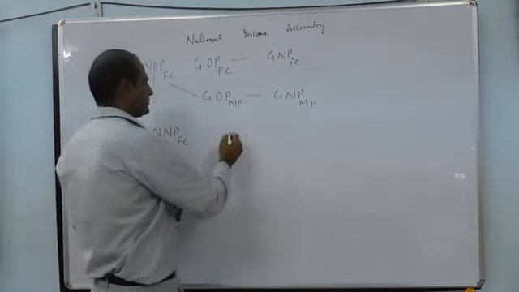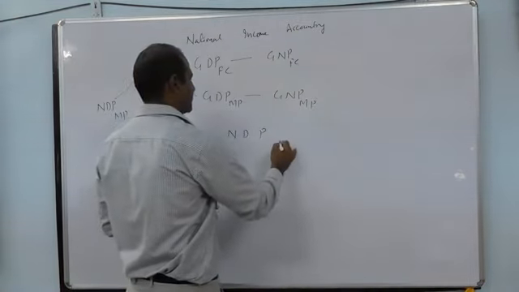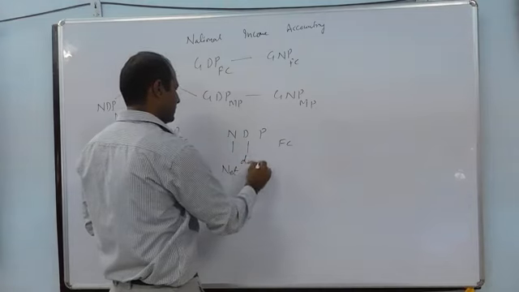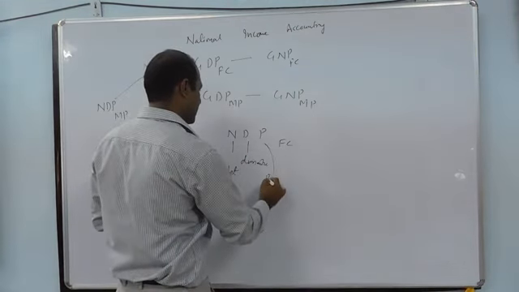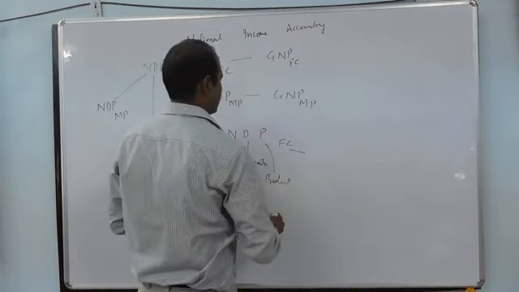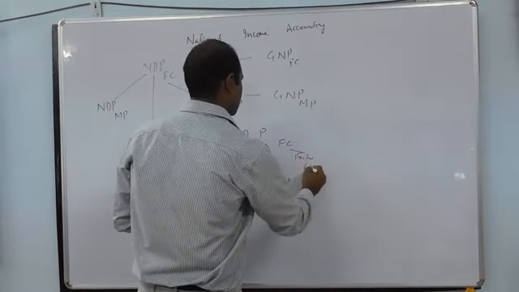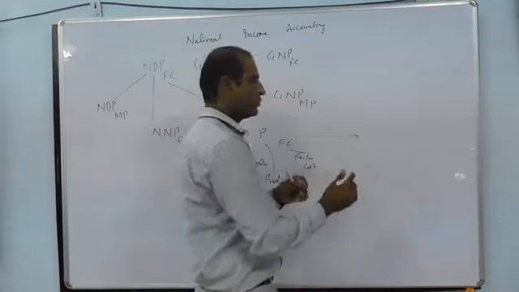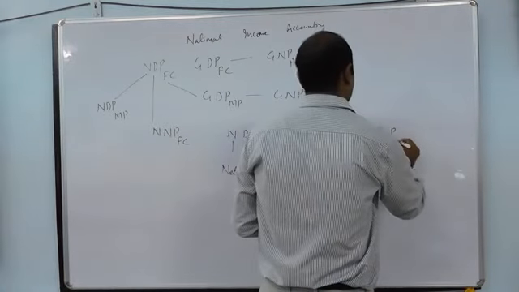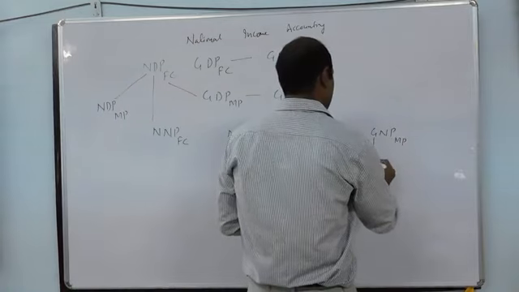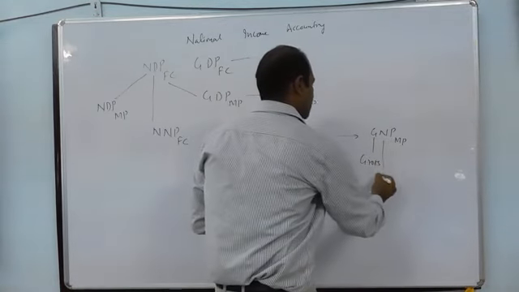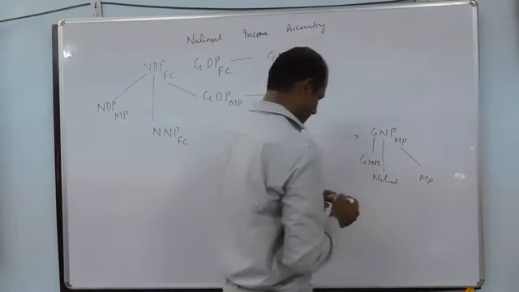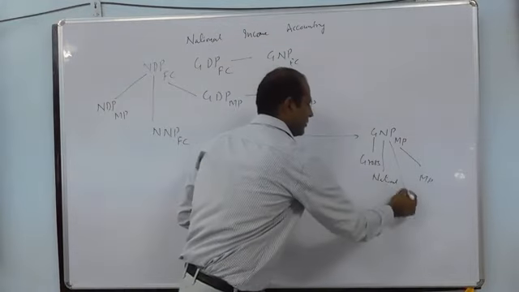What happens? This is NDPFC. N for net, D for domestic, P for product, and FC for factor cost. And if you want to convert this NDPFC to GNPMP, G for gross, N for national, MP for market price, P for product.